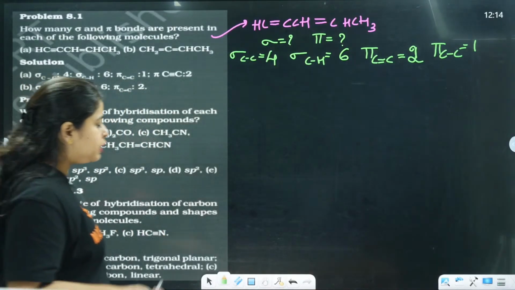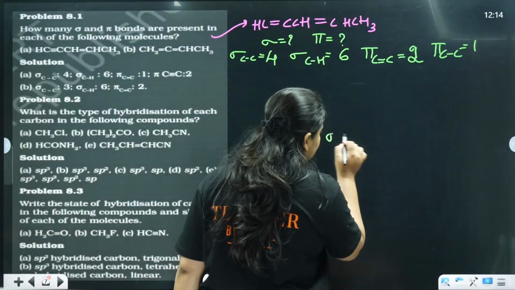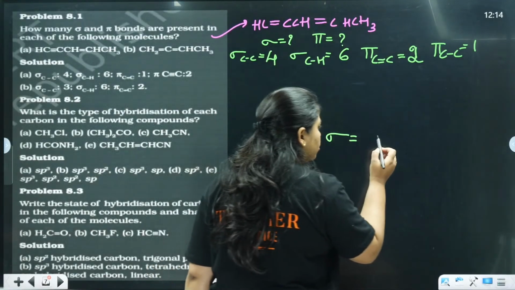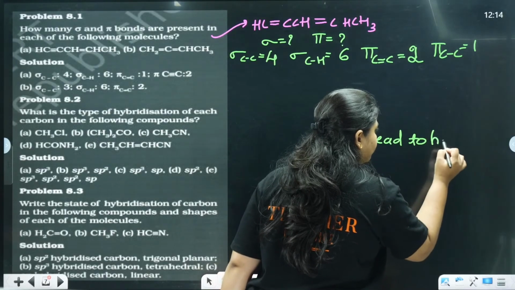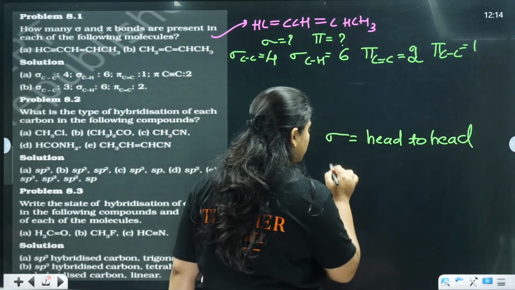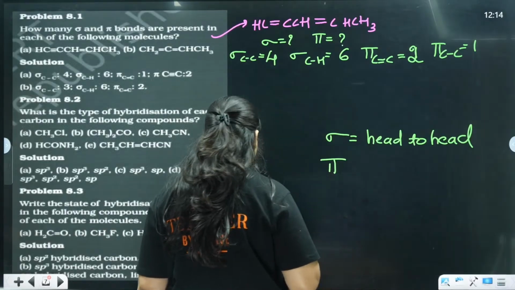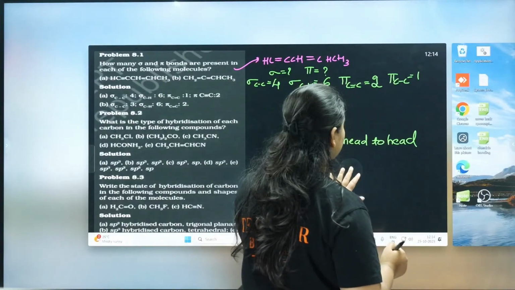Means what? You people need to check whether a sigma is going to be what? You people already got to know. It is going to be head to head. Clear? So what does pi mean? What should you understand by pi? Pi means what?